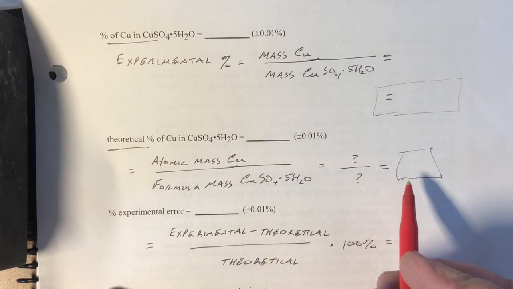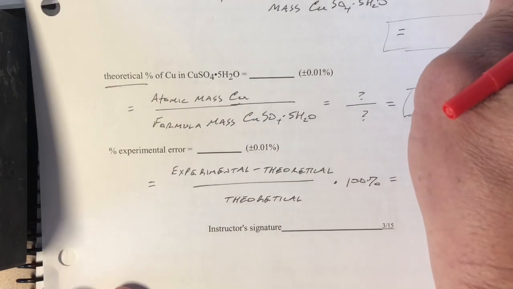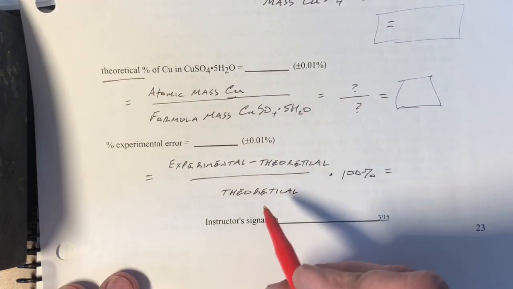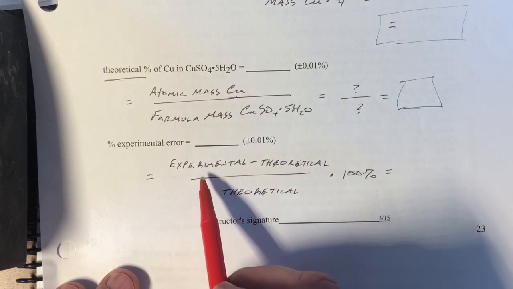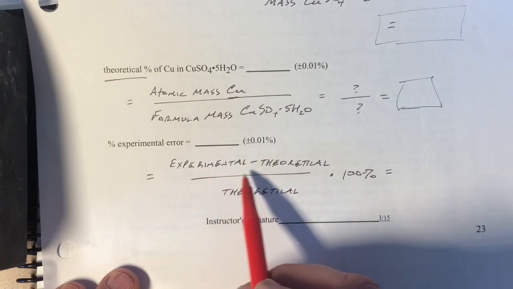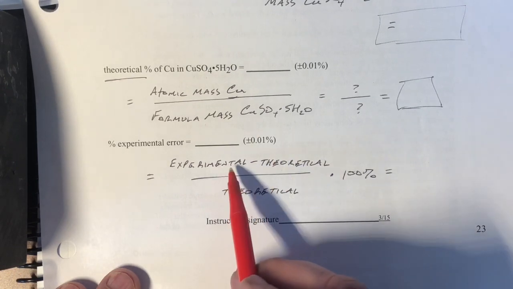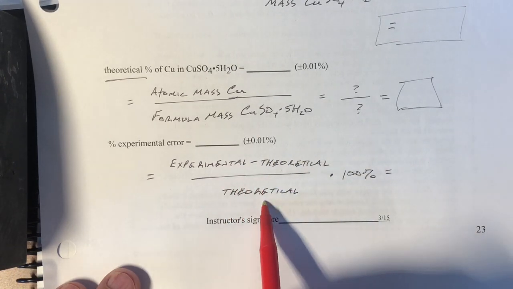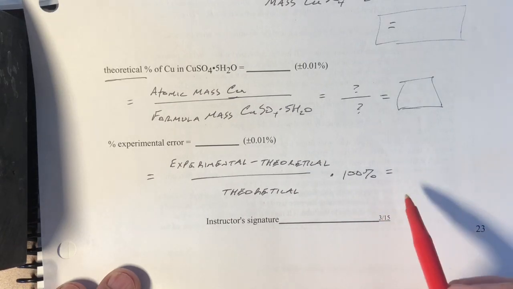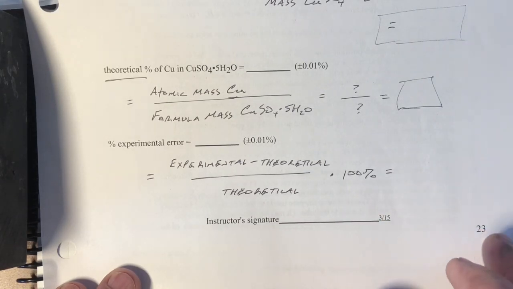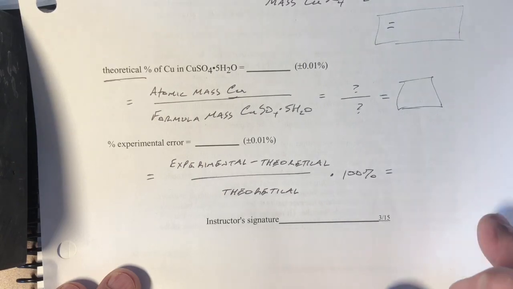And lastly, we're going to calculate the experimental error, which is going to be defined, again, write this down, as the experimental percentage minus the theoretical percentage. Take that difference, divide it by the theoretical percentage, multiply by 100. And hopefully this is a small number. That just depends on the actual data that you get to work out.